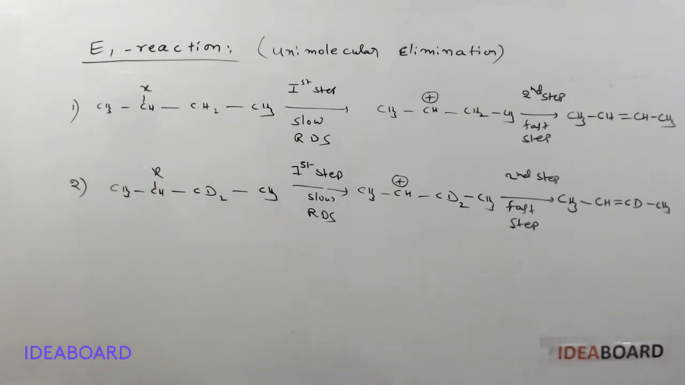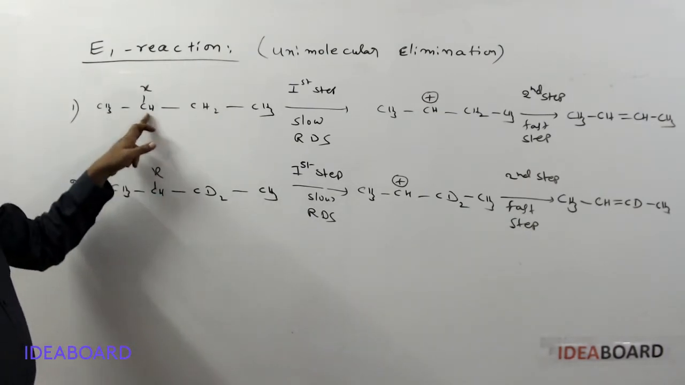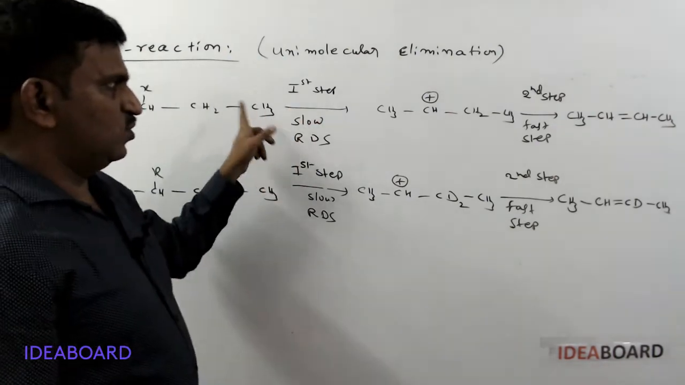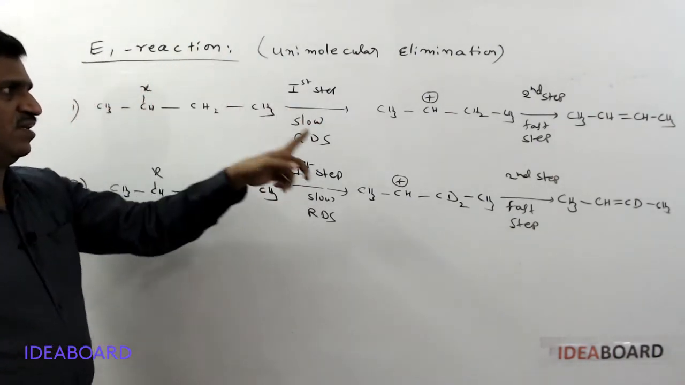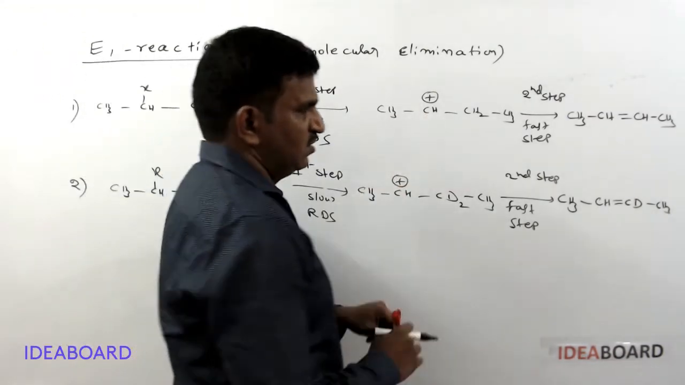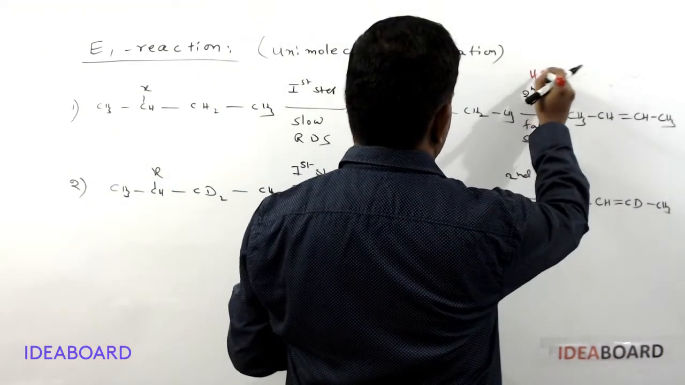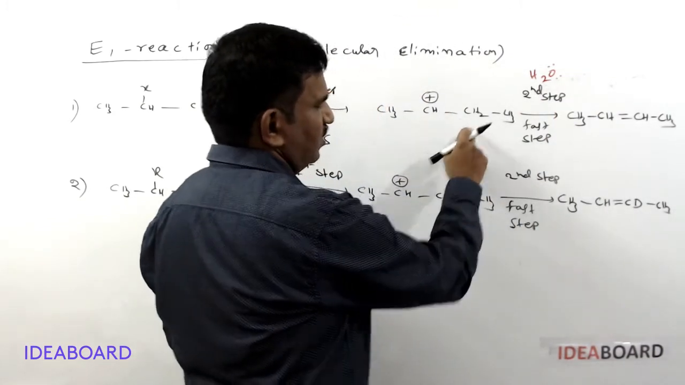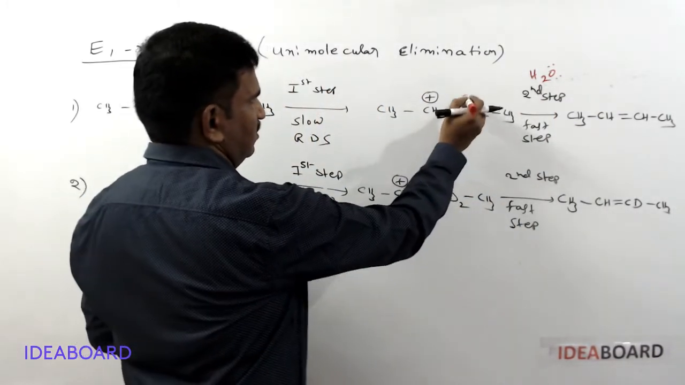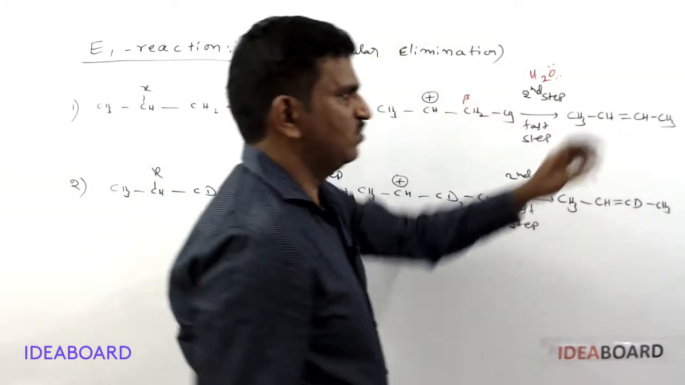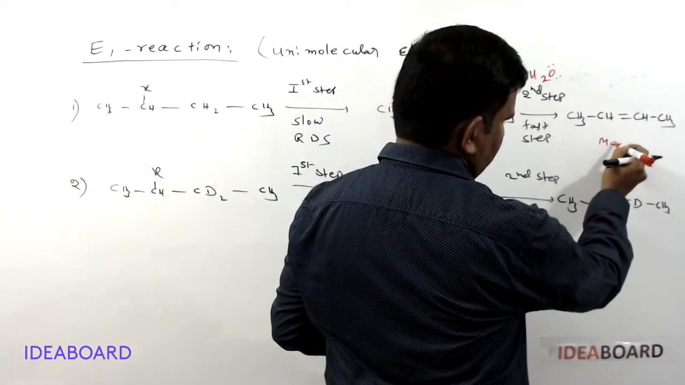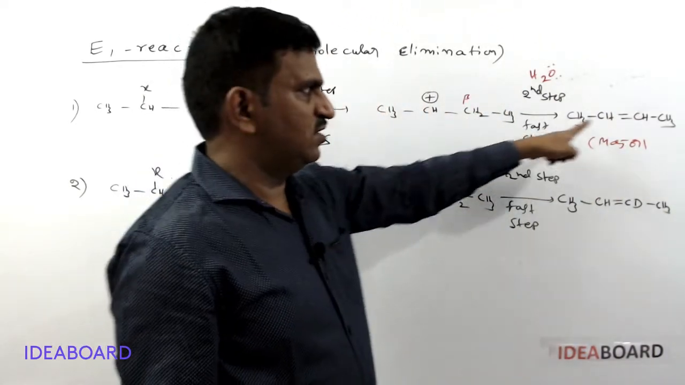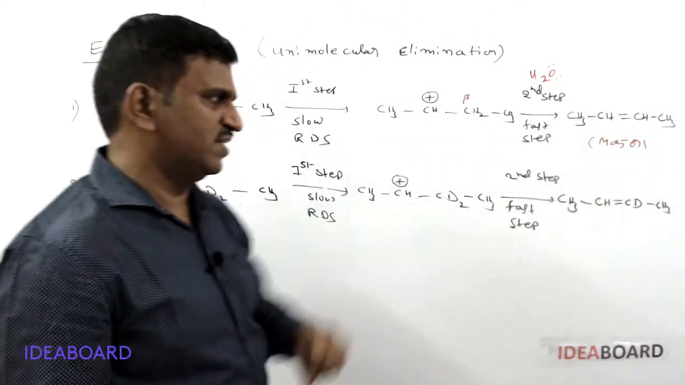Just compare these two reactions. First reaction: CH3, CHX, CH2, CH3. The first step is the slow step. First, by the removal of the halide ion, you get CH3, CH plus. And if you take H2O as a nucleophile or as a base, it removes the proton from the beta hydrogen. This is the best one to get the more stable or major product. This is the major product, the more stable product, and by the removal of this hydrogen we get the more stable alkene.